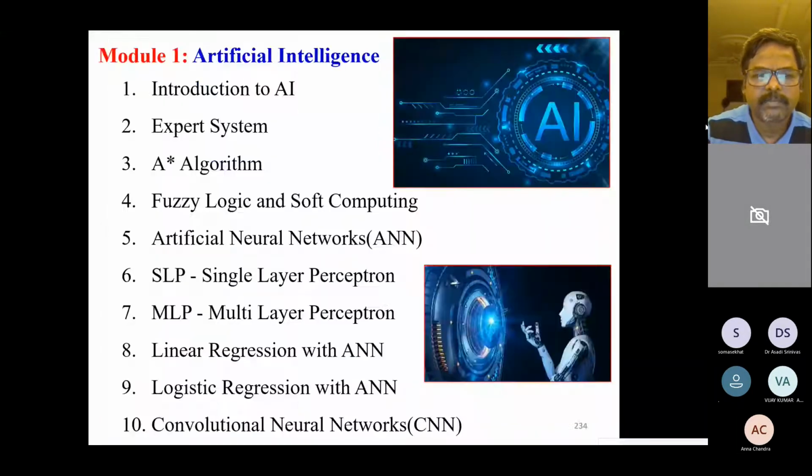So today I am going to explain artificial intelligence concepts like introduction to artificial intelligence, expert system, A-star algorithm, fuzzy logic and soft computing, artificial neural networks, single layer perceptron, multi-layer perceptron, linear regression with artificial neural networks, logistic regression with artificial neural networks, convolutional neural networks, and followed by a few more subjects like data mining.